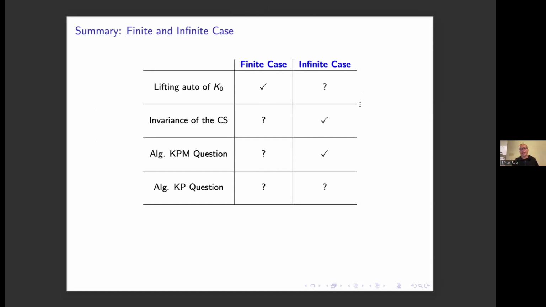For the infinite case, we do know we always have the invariance of the Cuntz-Splice. We do have the algebraic Kirchberg-Phillips Morita question, but we don't have the unital version of these things in general, because we don't know if we can lift every automorphism of the K0 group to an automorphism, or at least a Morita equivalence, of the Leavitt path algebras in the infinite case. So I will stop there and thank you for listening.